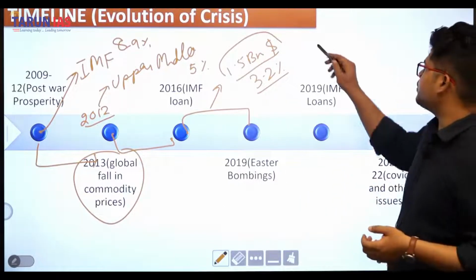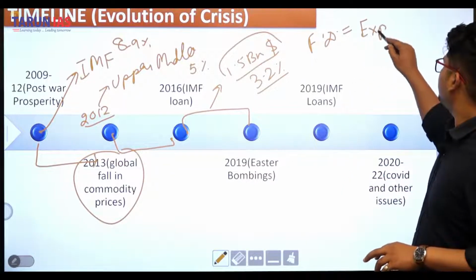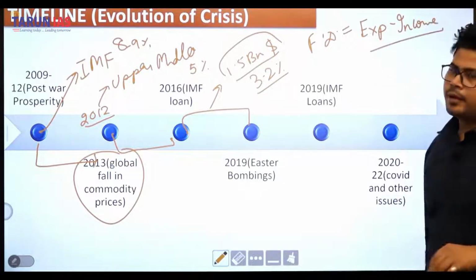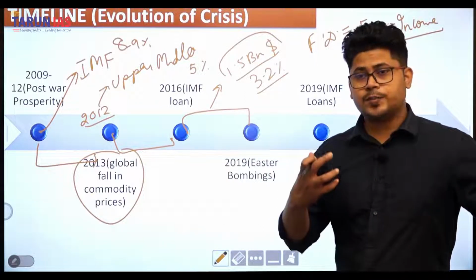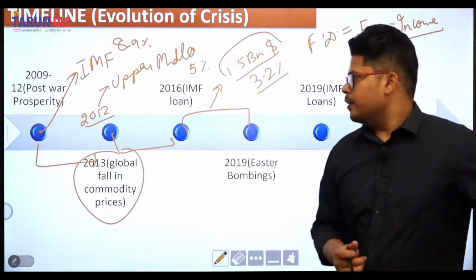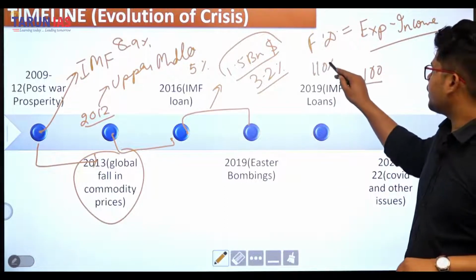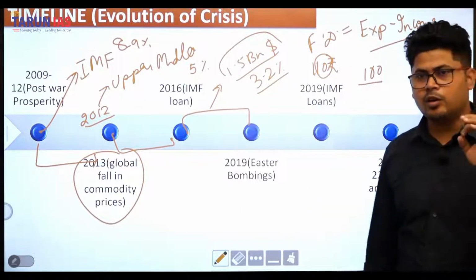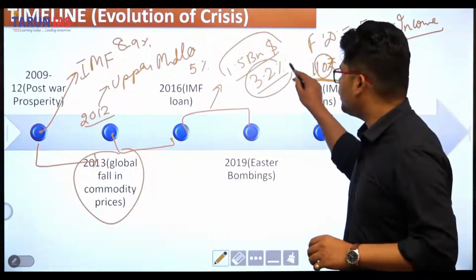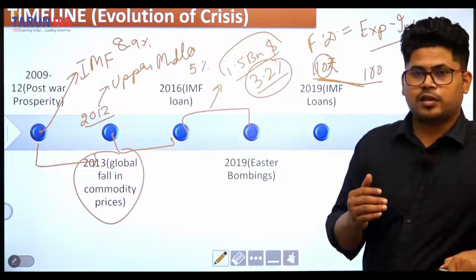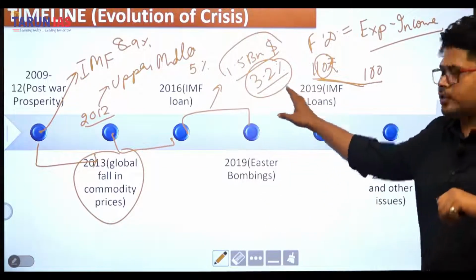Now, what is fiscal deficit? Fiscal deficit, in very simple terms, is expenditure minus income. If your expenditure is greater than your income, you are incurring a fiscal deficit. So if your income is 100 rupees and your expenditure is 110, where are you getting these 10 rupees from? You are taking loans, you are making borrowings. So this was around 3.2%. That means the expenditure of the Sri Lankan government exceeded its income by 3.2%. Sorry, it was not 3.2%, it was around 5 to 6%.